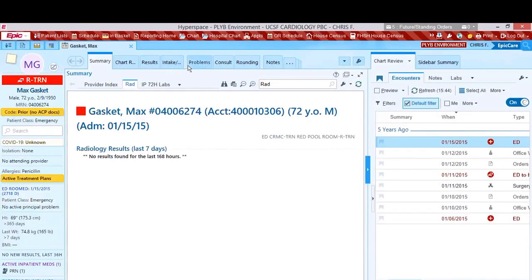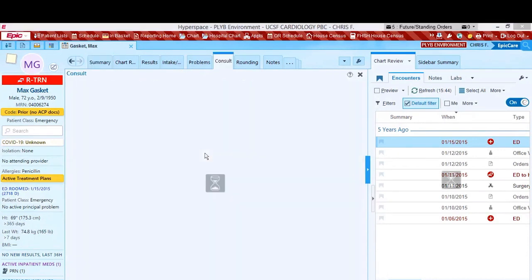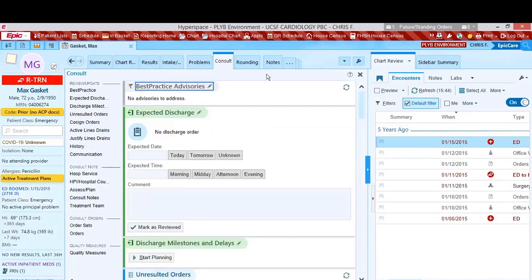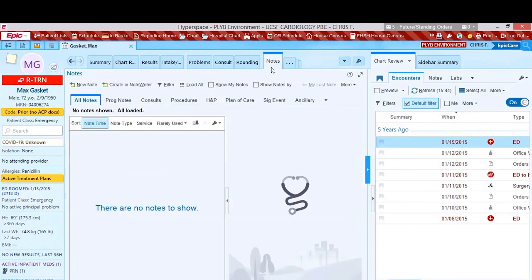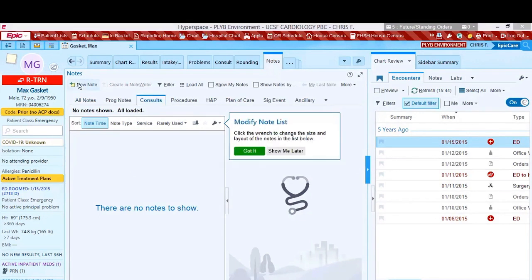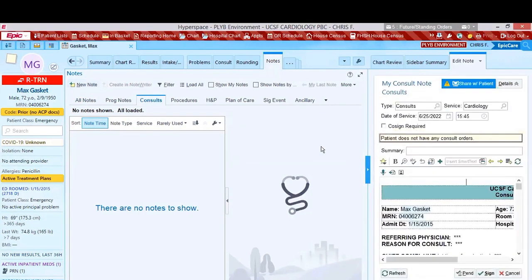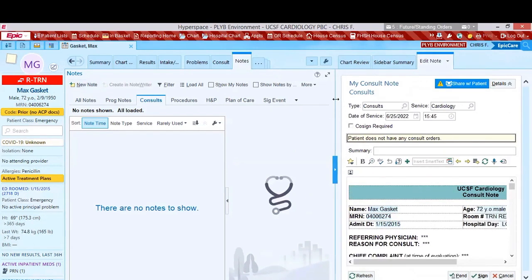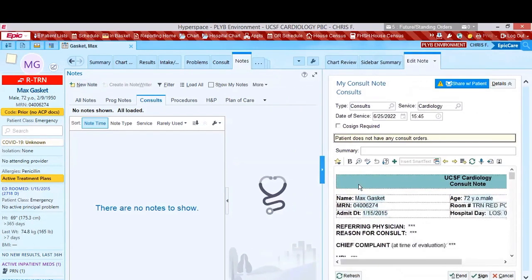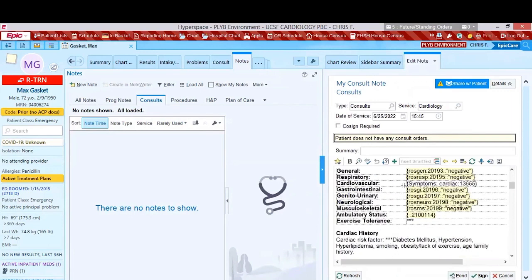So when you try to put in the note, you can either go to the consult tab or you can go to the notes tab. It doesn't matter. And if you go to consults and you hit the new note, just like Sujan was saying, it automatically auto-populates the cardiology template. So the template is pretty good in cardiology. It's actually systematic. It's following the SOAP format.